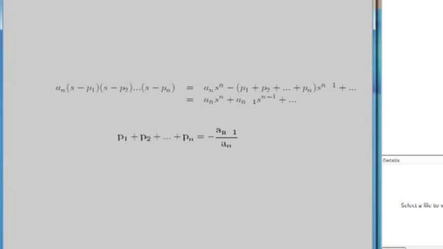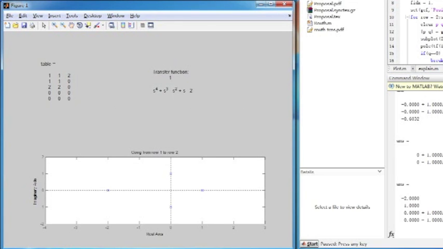Let's look at an example of an unstable system to demonstrate this. Here, going from row 1 to row 2, the leading coefficients have the same sign, so the root goes to -infinity. Now, going from row 2 to row 3, leading coefficients have different signs, so the root goes to positive infinity.